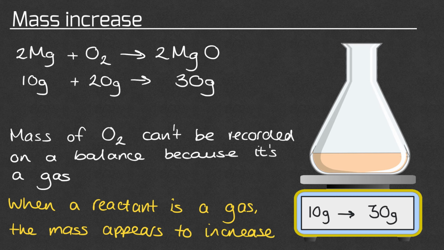So we can therefore say as a general rule that whenever a reactant is a gas, the mass will appear to increase. Because we start off with just the mass of the solid, just the mass of the magnesium, we react with the oxygen, which is present in the air, and that will form our magnesium oxide, which we know, because we're reacting 10 grams of magnesium with 20 grams of oxygen, must have a total mass of 30 grams. But it appears as if it's increased, but we know the total mass of the reactants was also 30, we just couldn't record the mass of the oxygen on a balance because it was a gas.